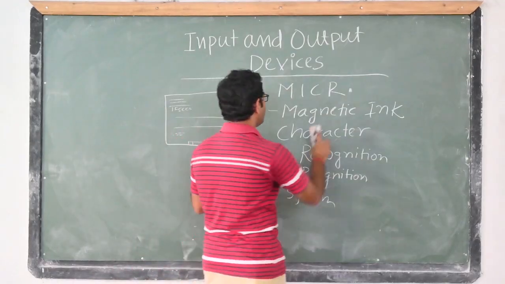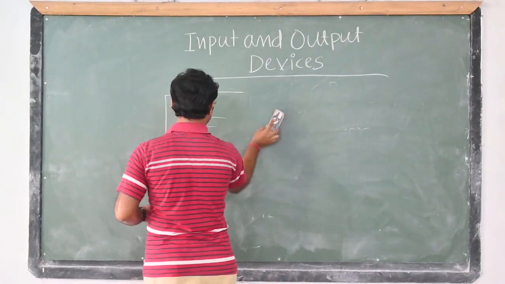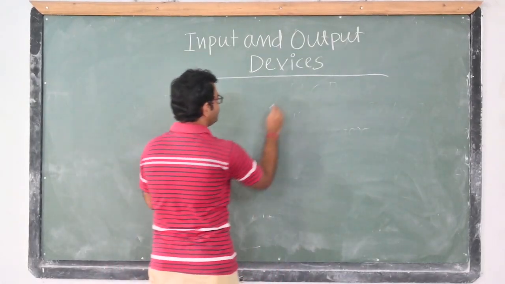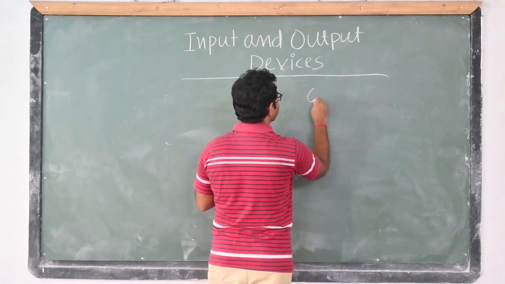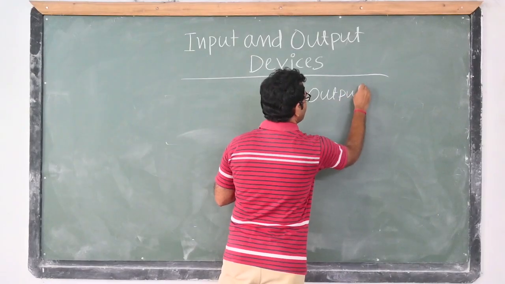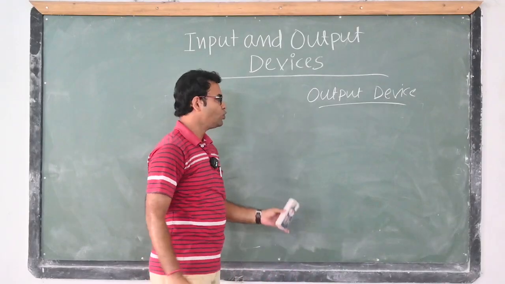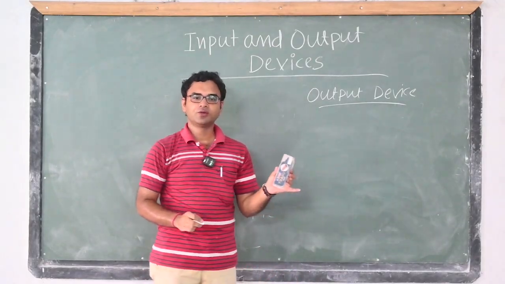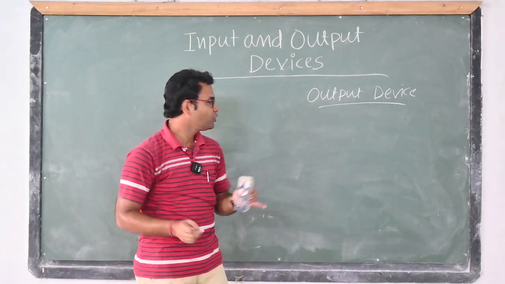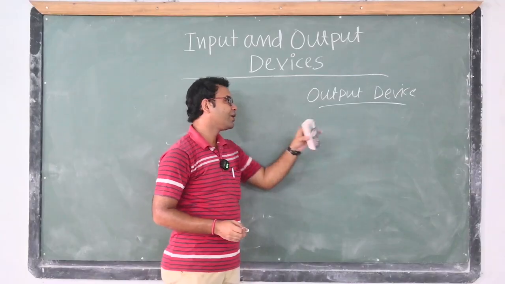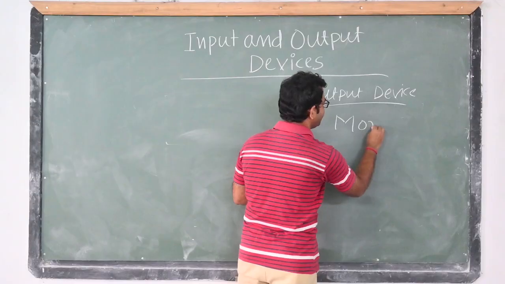So after input devices, we go through output devices. Output devices are basically helpful to provide the display. Whenever we print, the soft copy is converted to a hard copy. The most important output device is the monitor. We all use the monitor.